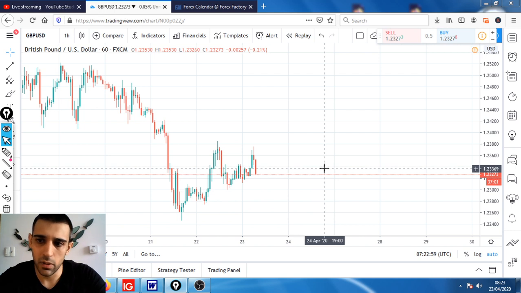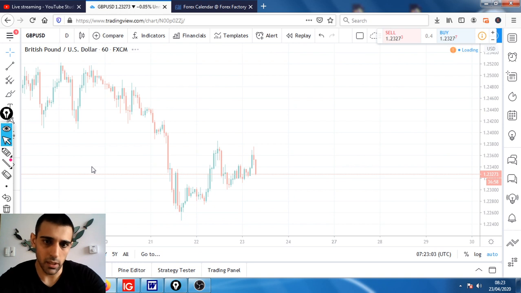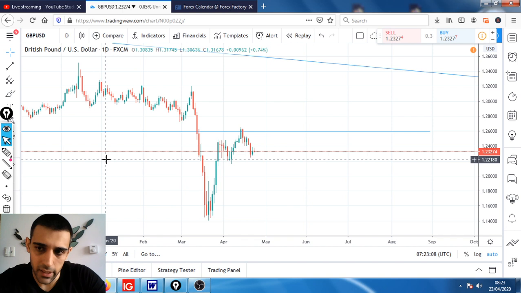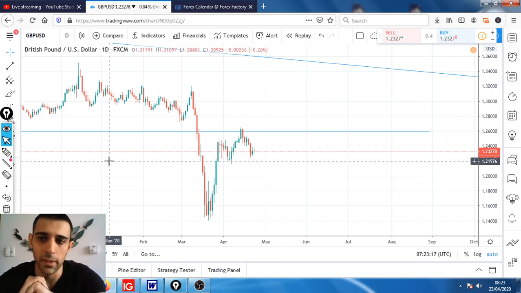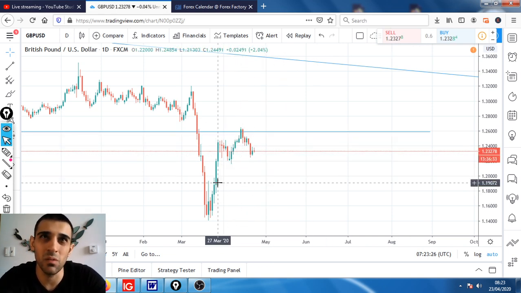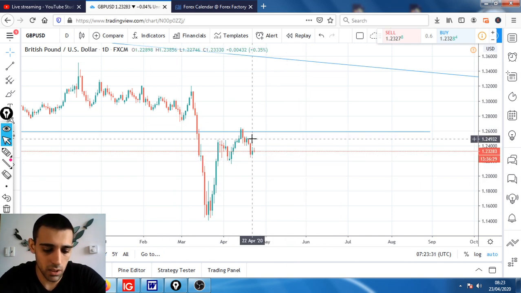The entry is 123.35, and as for the target, I believe it was on the daily time frame. Yes, the target is going to be down to the 122.25 or 122.30 zone. So the risk reward again is pretty good. We're only taking a 15 or 18 pip stop loss, and the risk reward works out to more than 1 to 5, which is awesome.